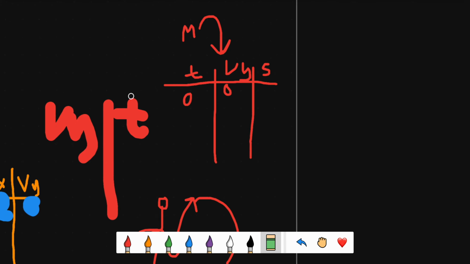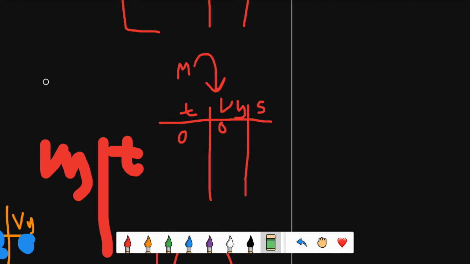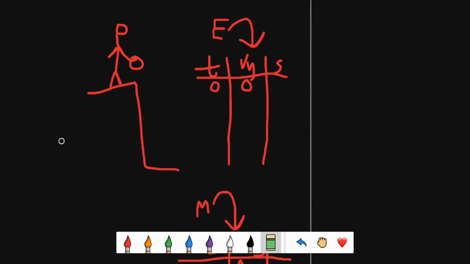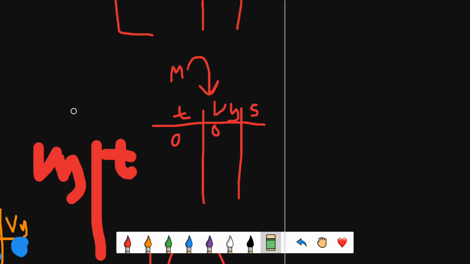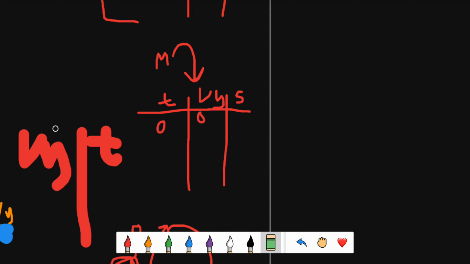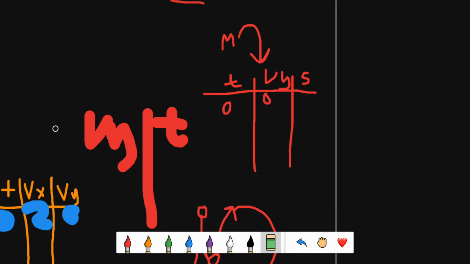So what about on the Moon? The top one is about the Earth, E equals Earth. Earth's Vy factor is negative 9.8 meters per second, and the Vy factor on the Moon is negative 1.6. So 1 second later, it'll be negative 1.6.